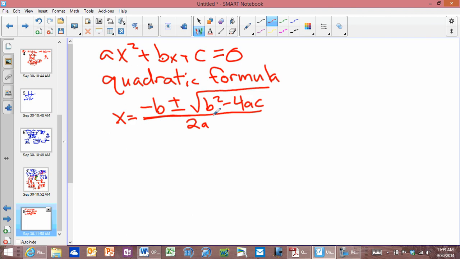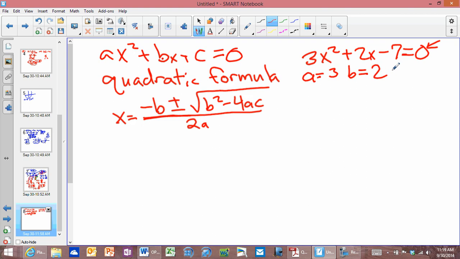So I can use my quadratic formula to solve any type of quadratic equation. For example, if I have 3x squared plus 2x minus 7 equals 0. Everything always has to be equal to 0 to use this, so it has to look like the standard form. If it didn't, I'd have to subtract terms to get them over to the other side. I'm going to say my a equals 3, my b equals 2, and my c equals negative 7. So really pay attention to your signs. Anything with negatives is just going to be negative, with a minus sign.